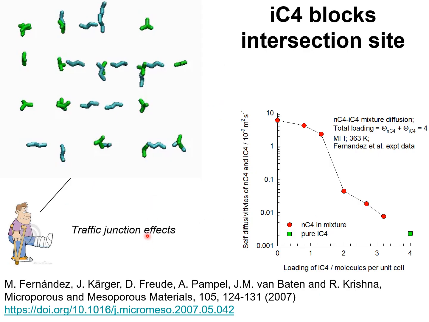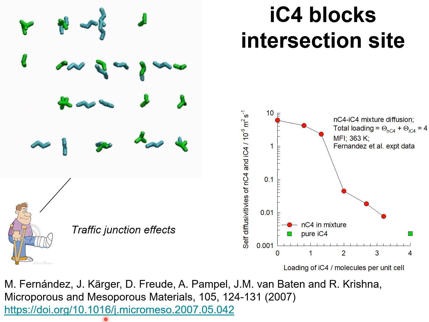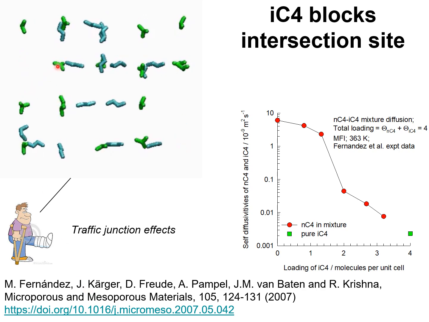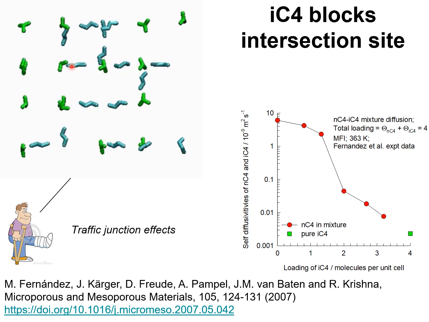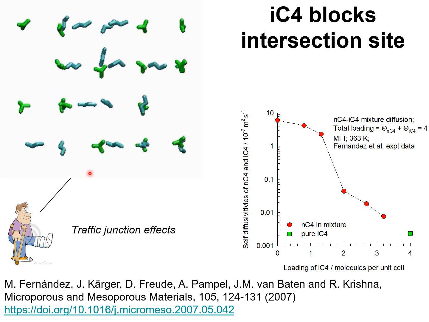Isobutane has a significantly lower diffusivity by about 3 to 4 orders of magnitude than normal butane. And since isobutane prefers to locate at the intersection, effectively it blocks the intersection sites. Let's have a look at the animation. We note here the isobutane molecule is preventing the normal butane molecule from crossing the intersection points.